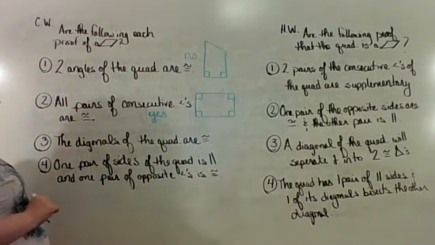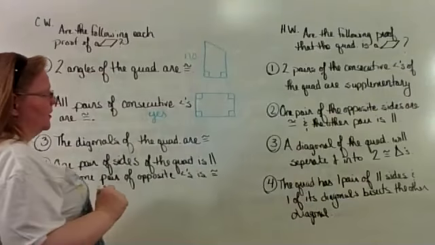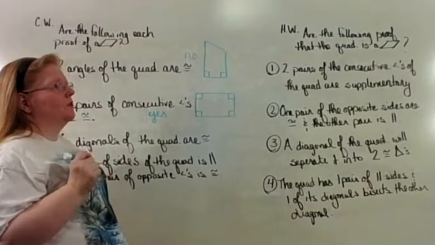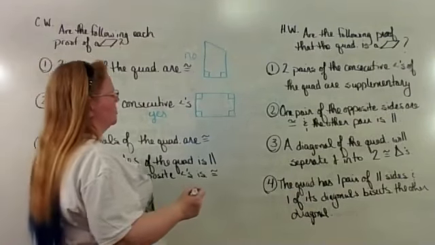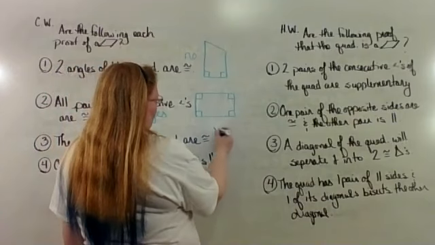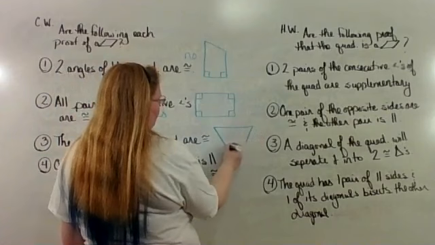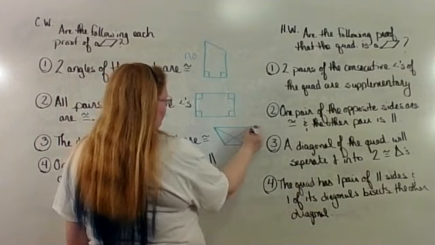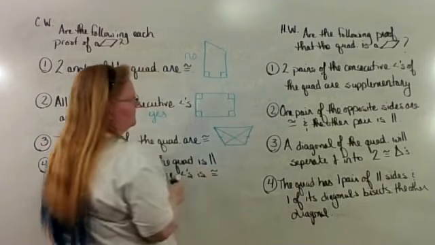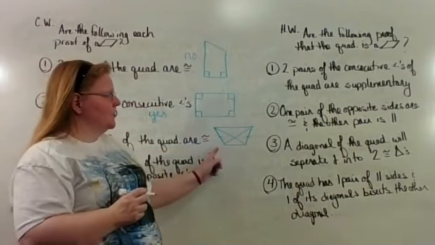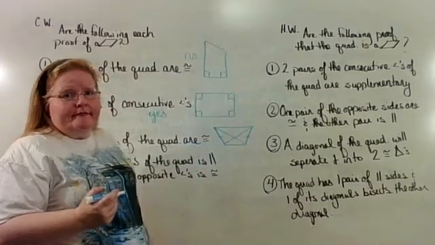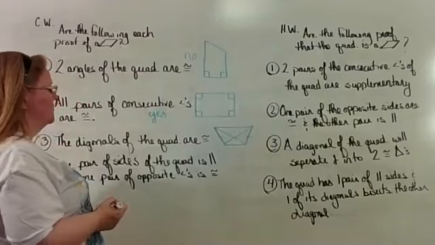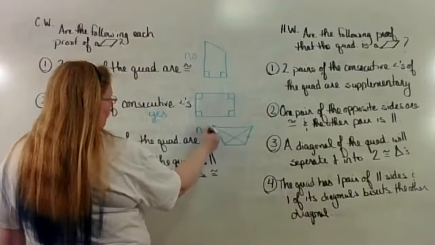The diagonals of the quadrilateral are congruent. Can we draw diagonals in a quadrilateral that are congruent without it being a parallelogram? Well, if I had a trapezoid like this, technically it's called an isosceles trapezoid, then yes, my diagonals are congruent, but it's not a parallelogram. So this one is no. That's not proof.